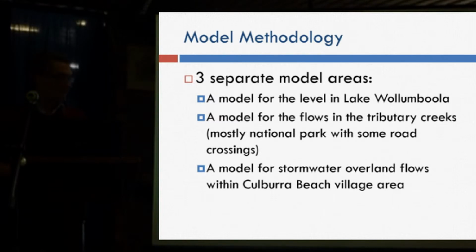And so I'll move on now to the modelling that we do in the study and the types of analysis that we've done. We've got three essentially models that we've built to deal with three different areas of the catchment. There's a model for the actual level in Lake Wollumboola. There's a model for the levels in the creeks, Coonamulla Creek and some other tributaries that come in from the west where there really isn't any development or anything at all. And then a model for the stormwater flows within town in the village area.